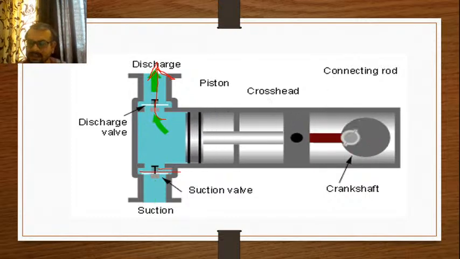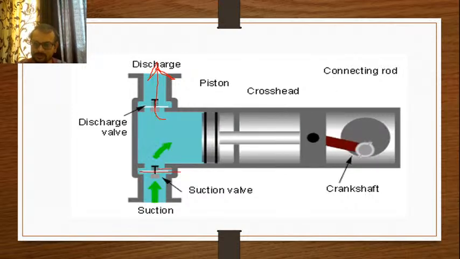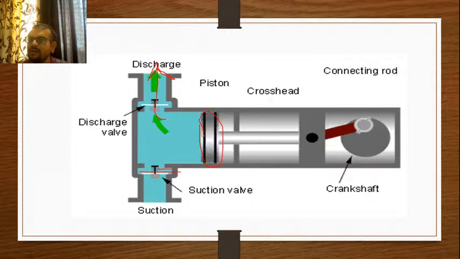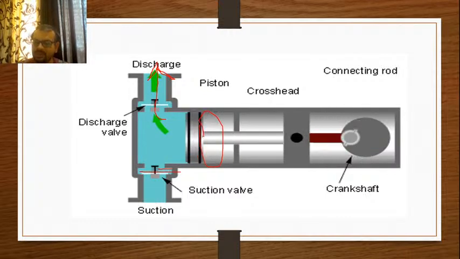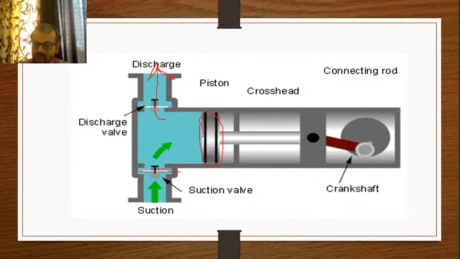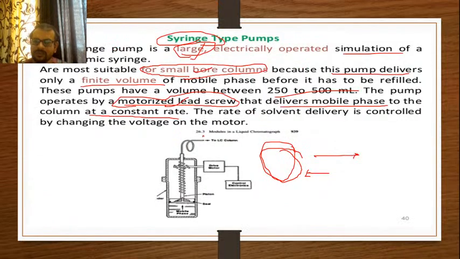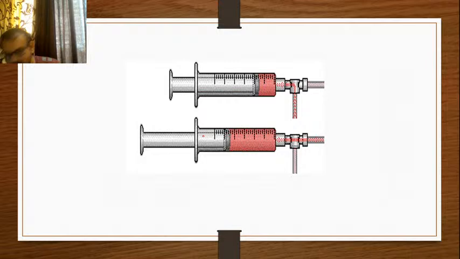So this pulsating action, with a vigorous amount of energy which they gain from these movements, will lead to the choking of the column. Okay, so that's why you need to maintain the constant flow, which has been effectively given by the syringe type pump. Okay, so this is how the syringe type pump works.